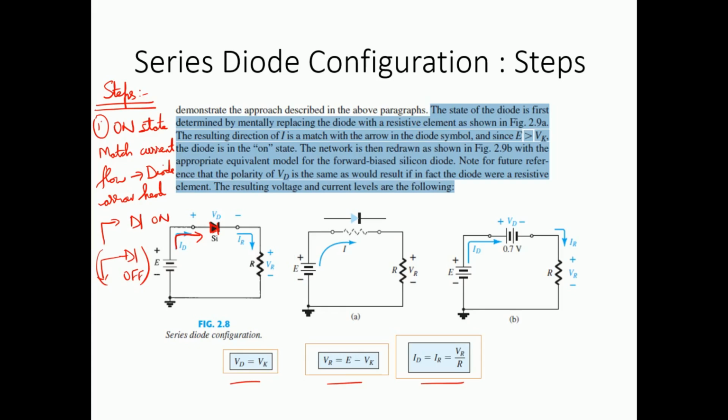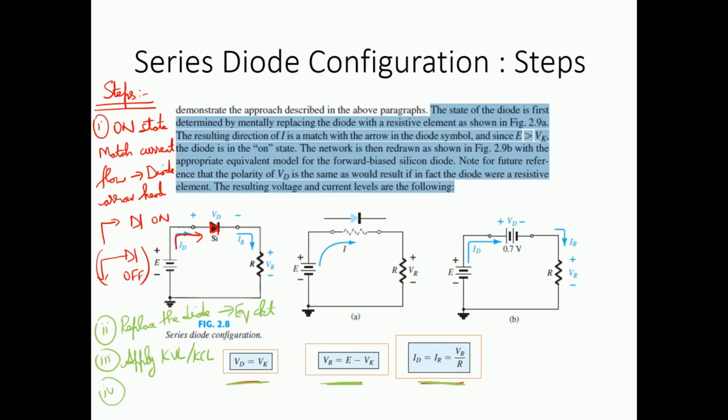The second step is that we are going to replace the symbol of the diode with its equivalent circuit. It can be the approximate or ideal model. The third step is, again, we can apply KVL and KCL, the main equations, or we can start with the basic set of equations that have been derived from KVL and KCL.